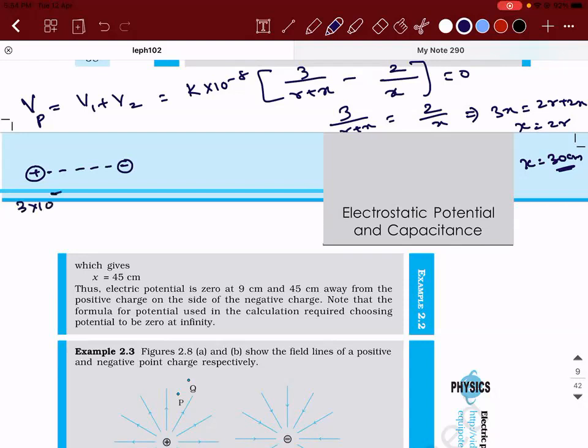3 into 10 power minus 8, 2 into 10 power minus 8. Now, if I take the point P here, as of now I don't know whether it is closer to 2 or closer to 3. If I take this distance as x, this will be r minus x. I'll give you 2 minutes. Find out the value of x and tell me, using the same logic as the previous one.